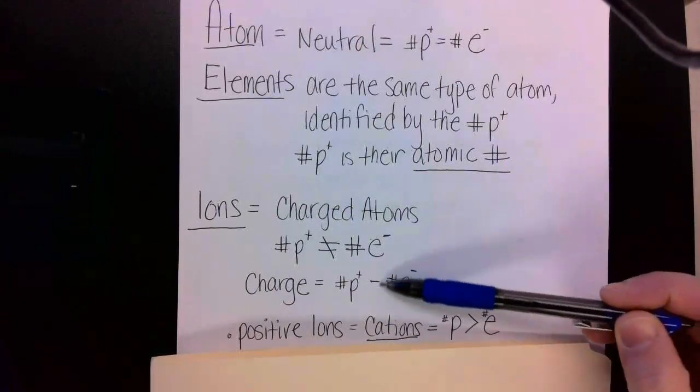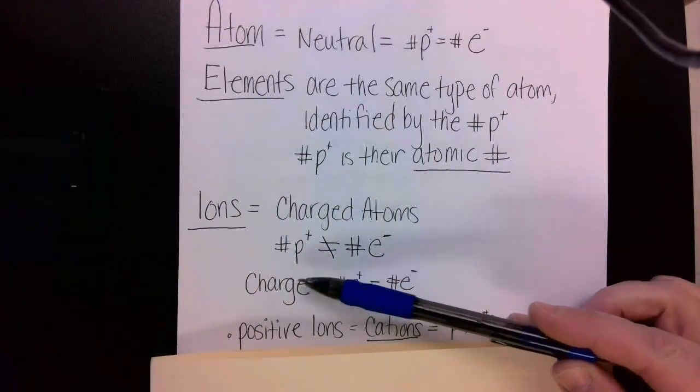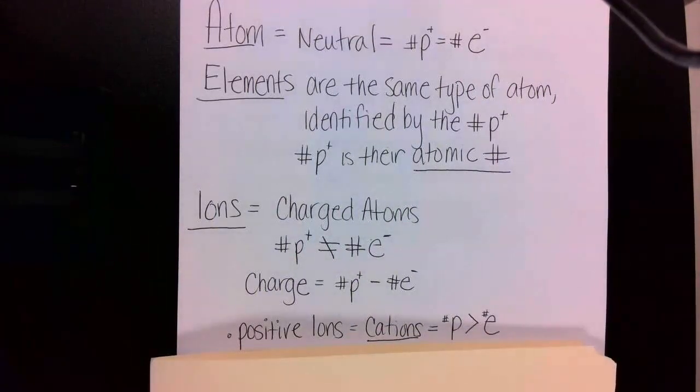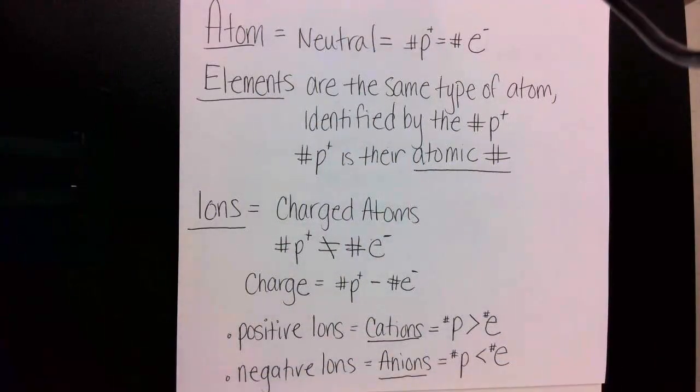Now, if you didn't know the number of electrons, but you knew the charge, you should be able to work yourself backwards to figure out how many electrons we have. All right, so again, there's positive ions we call cations, which have a greater number of protons than electrons, and then we have negative ions, which we call anions, and in this case, the number of protons is less than the number of electrons.